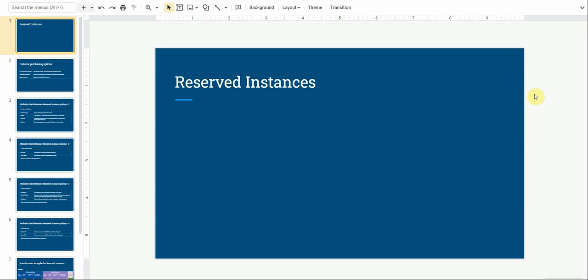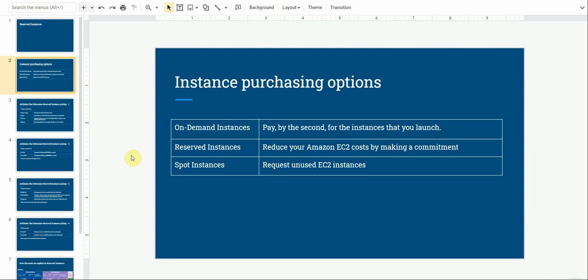In this video, we are going to see reserve instances. Before getting into reserve instances, let us understand what all instance purchasing options are available in AWS. There are three: on-demand instances, reserve instances, and spot instances. With on-demand instances, we pay by the second.